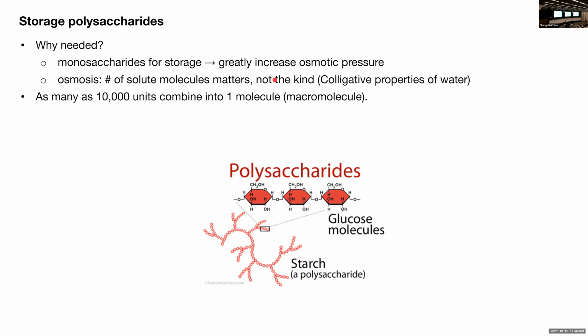Does that make sense? So you can have as many as 10,000 simple sugars within just one polysaccharide. So that's why it is a really convenient way to store all these little sugars. And again, starch is an example here, where you can see a long chain as well as some branches here too.